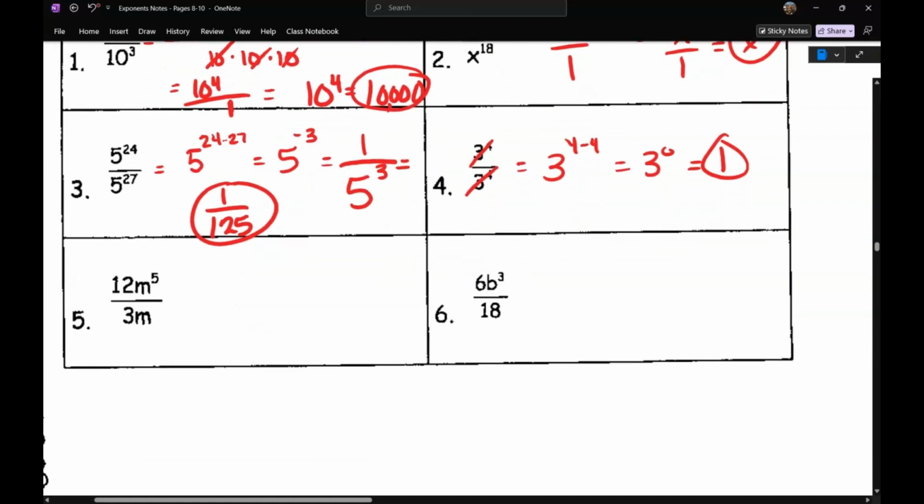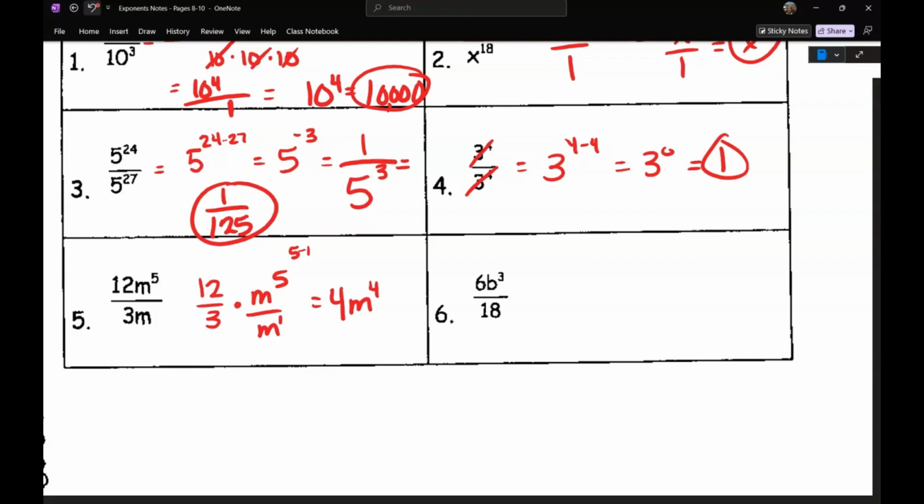All right, number 5, what happens if there are some coefficients? We can separate this out. So I'm going to put the 12 and the 3, and then the m's. So what is 12 divided by 3? That's 4. We're going to subtract our exponents. 5 minus 1 is 4, so this is going to be 4m to the 4th.